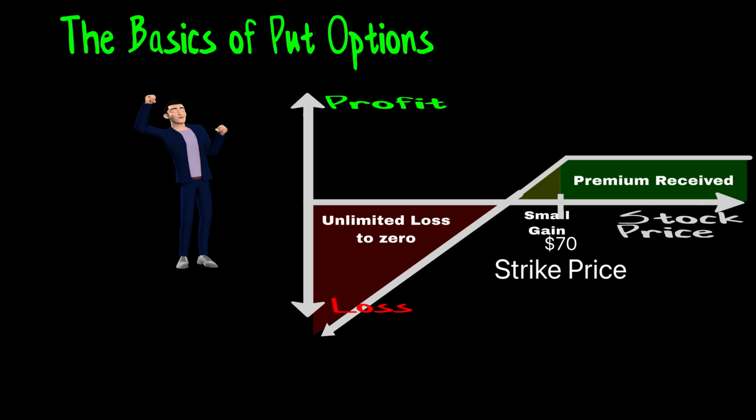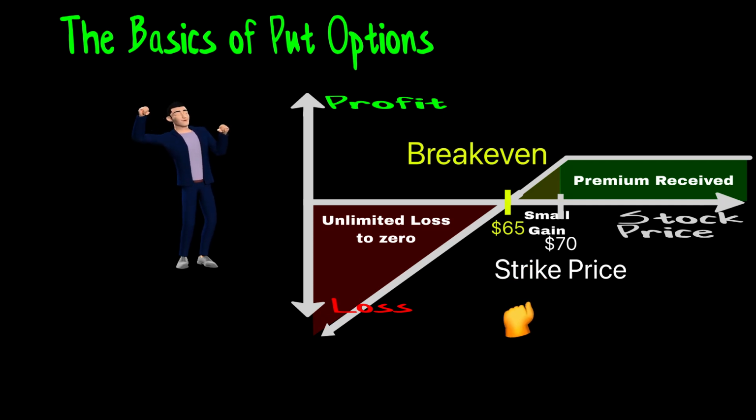If the stock is above his break even of $65 per share and below his strike price of $70 per share, Brad will be in the yellow zone and he will make a small gain on the trade. This means even if the stock goes down a little, Brad makes money.